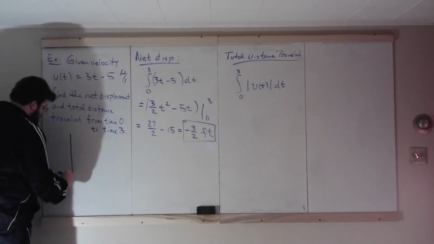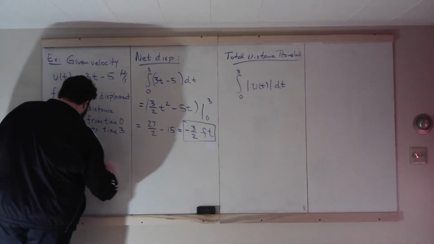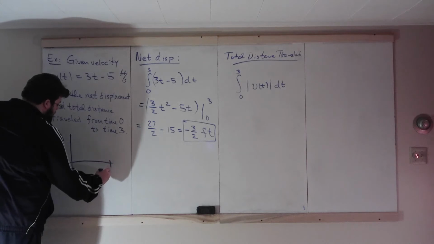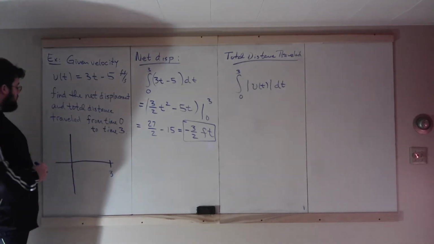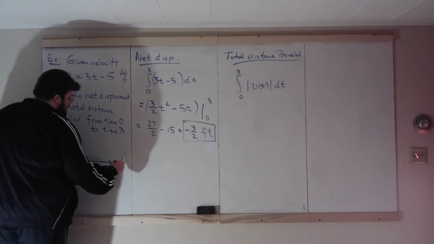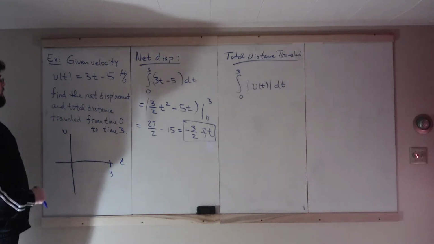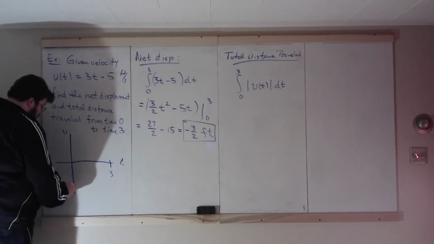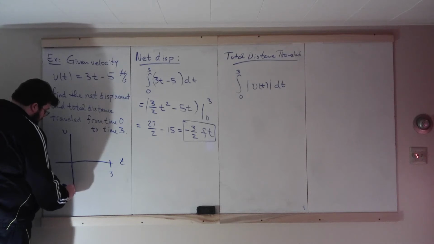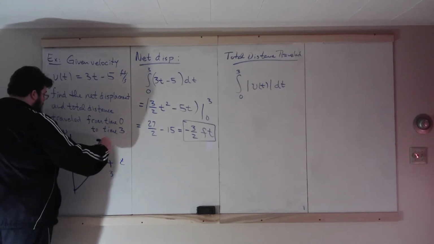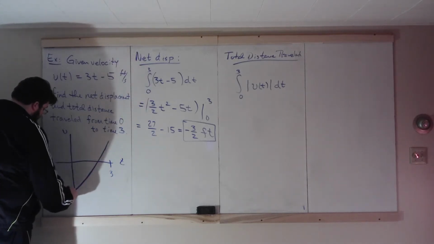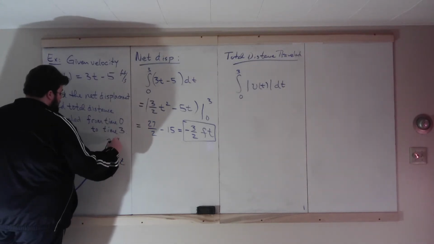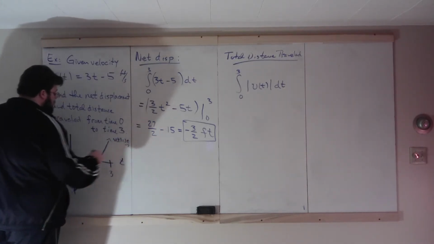So let's look at the velocity function. You don't actually have to draw this to figure it out, but it is useful. Let's remember, we're concerned with what happens between time 0 and time 3. So this is our velocity, and this is our time. This is not position on the y-axis, it's velocity on the y-axis. We're looking at the velocity function because that's what we're integrating. This is a line with y-intercept down here at negative 5, slope 3. So here's our velocity function. v of t is 3t minus 5.